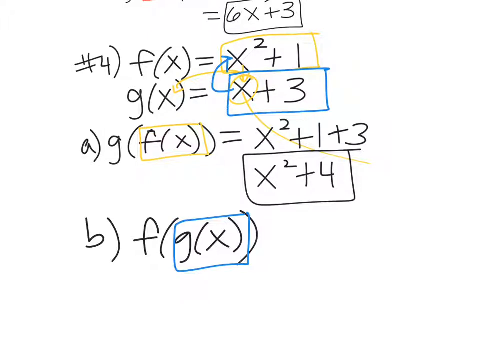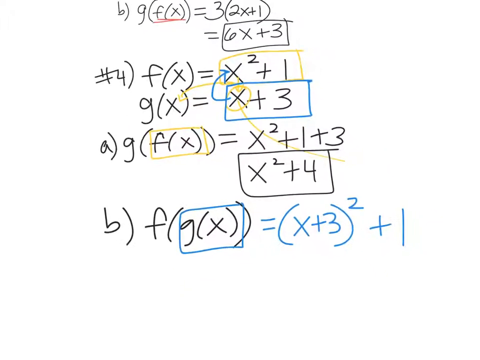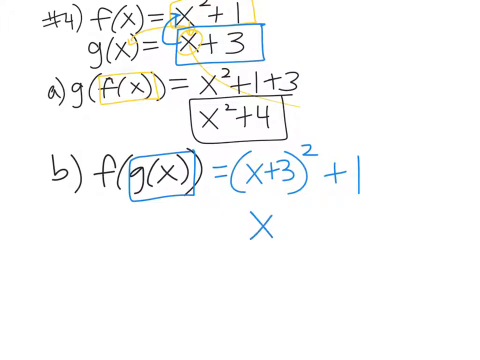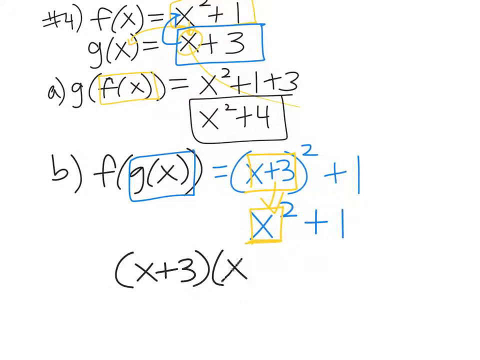That x is gone, and I'm left with x plus 3 squared plus 1. Do you see how function f is x squared plus 1? What I've done is I've taken out this x, and I replaced it with x plus 3. So this x is gone. The x plus 3 comes in. And so you have to FOIL. So we're going to do x plus 3 times itself, unless you know the shortcut on that.